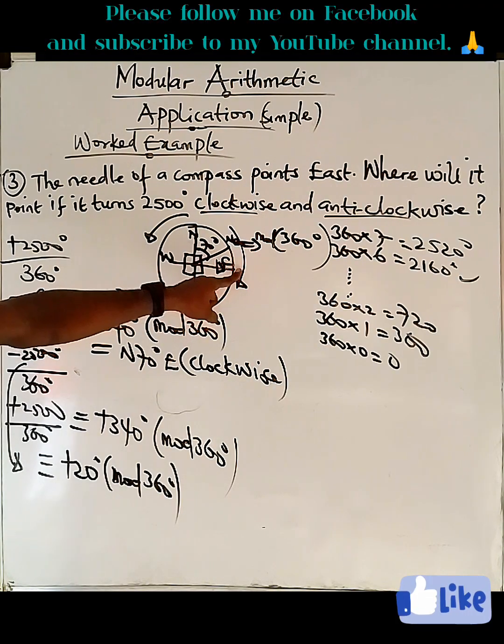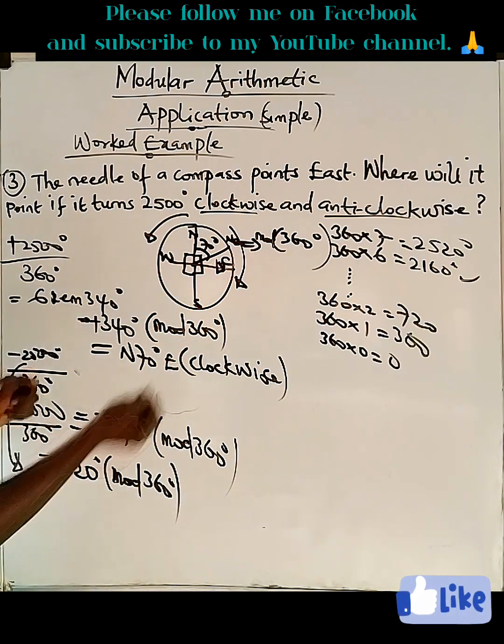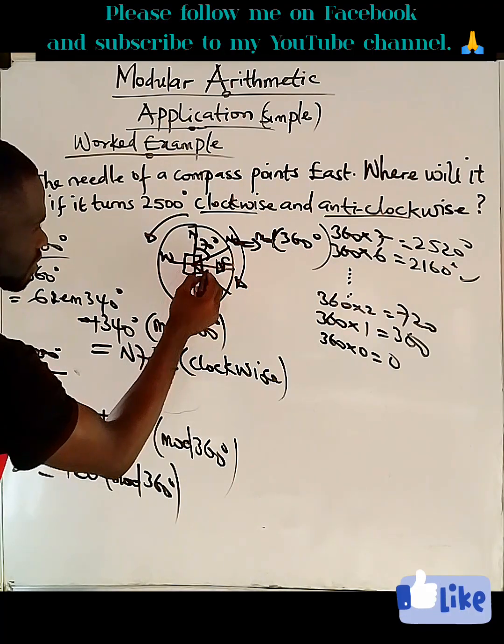We get back to the east. So at the end of the day, we have to add 20 degrees to it. So from the east, you're going to move this plus 20. Don't forget that, not minus. The remainder is always positive. So we're going to move from here plus 20. So we're going to have this 20 degrees.